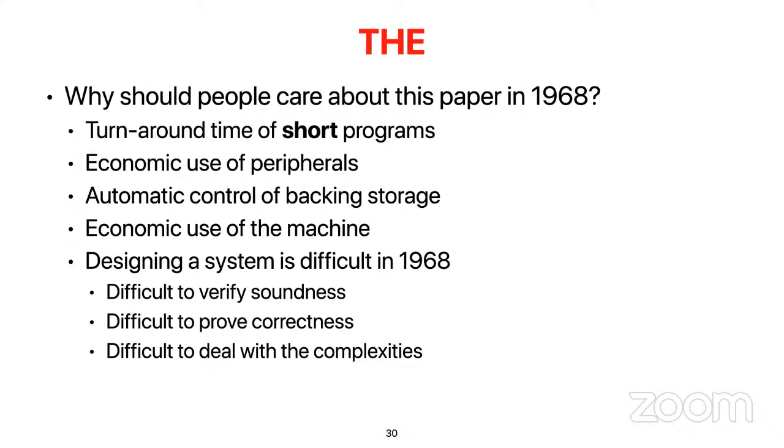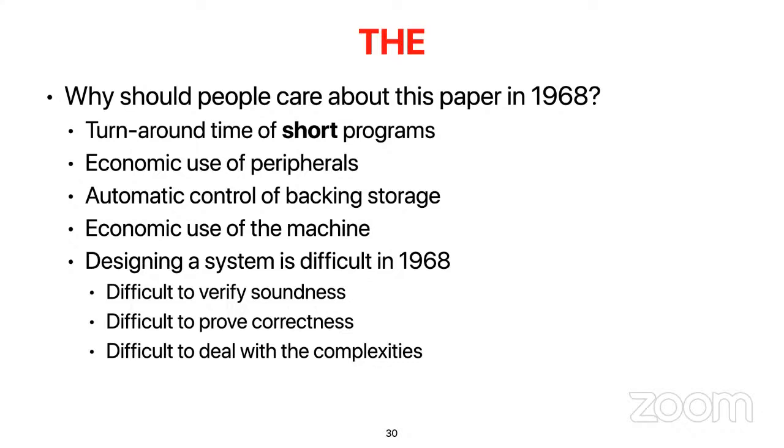Because we are really poor, we want to make sure that our system can economically and wisely use those peripherals, so the university can just spend on one set of hardware and share it among multiple students, right? And automatically control a backing storage. Again, why do you need automatic control? Because you want to save those human resources, and you want to make economic use of the machine.